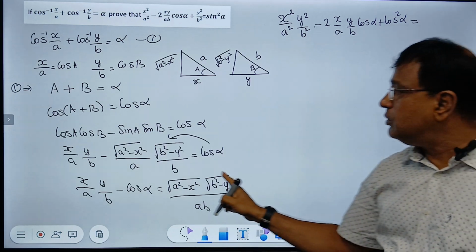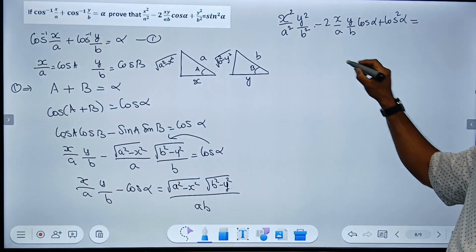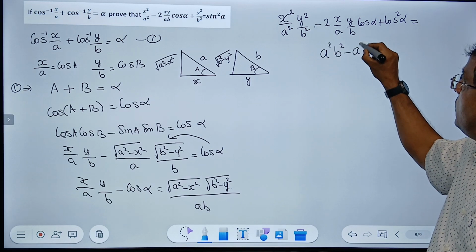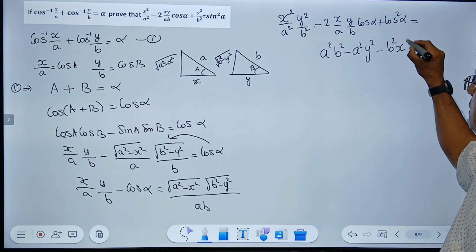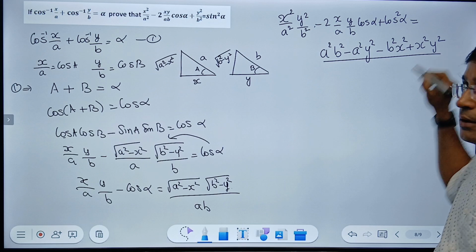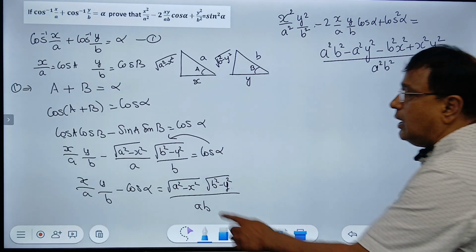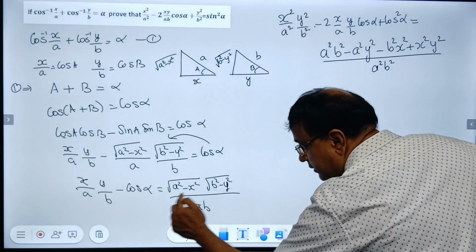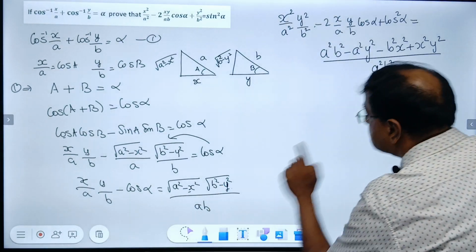Equal to, I'm going to square this. When you square this, the square root will go. When I square this, the square root will go. This will become a square b square minus a square y square minus b square x square plus x square y square divided by a square b square. You see this? I'm squaring both. I get a square b square. Root will go, then I open the bracket. A square b square, a square y square, b square x square plus x square y square.